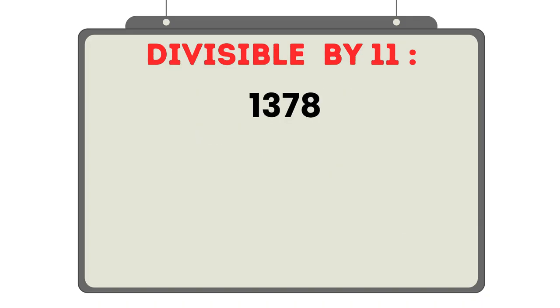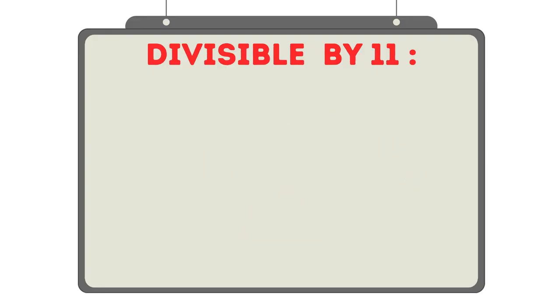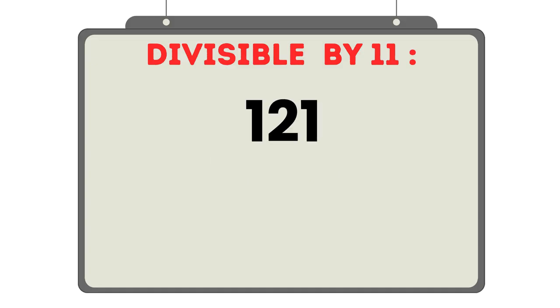Consider 1,378. Do the alternating calculation. 1 minus 3 plus 7 minus 8 gives negative 3. Since negative 3 is not 0 or a multiple of 11, the number is not divisible by 11. But for a number like 121, 1 minus 2 plus 1 gives 0. So it is divisible by 11. That trick is out of this world.